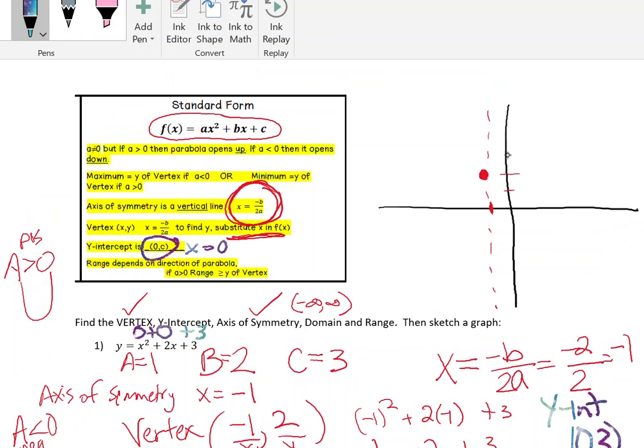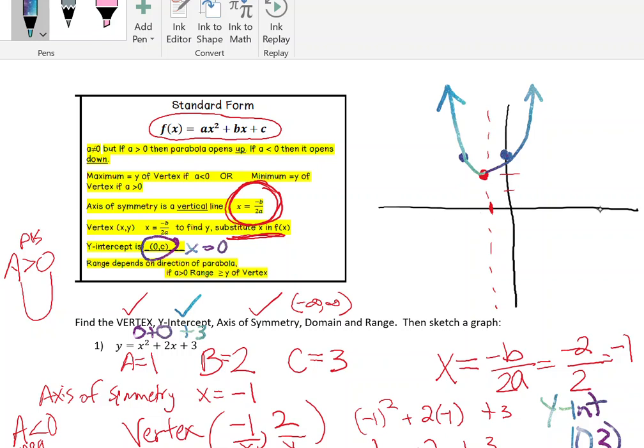So now we know that (0, 3) is the y-intercept, which is over 1, up 1 from the vertex. And since the axis of symmetry cuts the parabola in half, we can do the same thing on the other side, over 1, up 1. Now we have sketched the graph of this parabola using the vertex, y-intercept, and axis of symmetry.